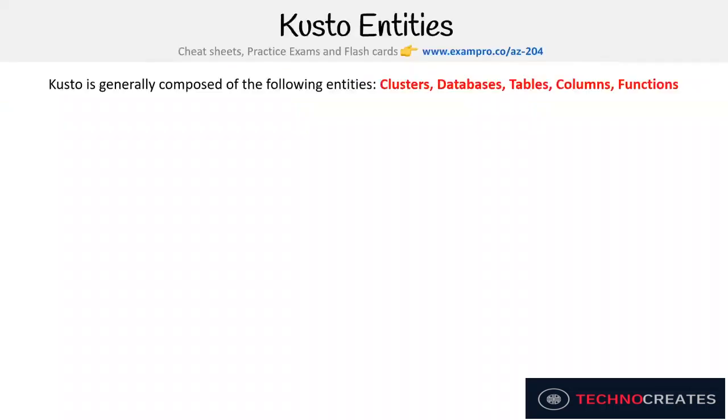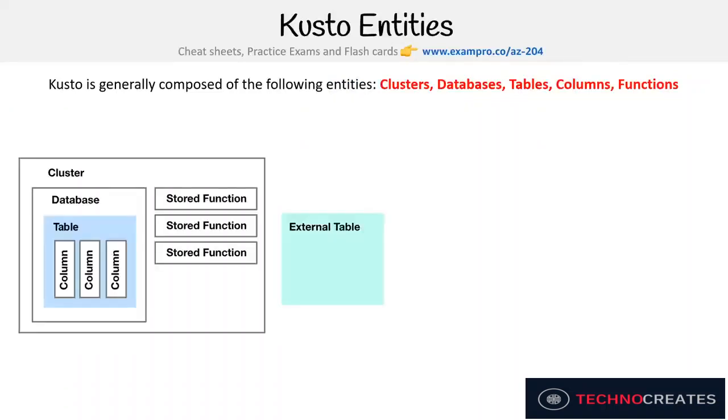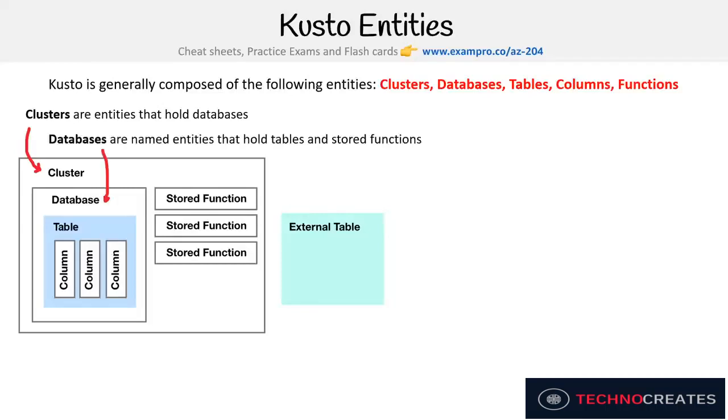Let's take a look at what makes up something for Kusto. We have a bunch of entities here: clusters, databases, tables, columns, and functions. I have this nice visual to help us see how they all work together. At the top we have clusters, and these are entities that hold multiple databases. You can also have multiple clusters, but it's just not being shown in that graphic.